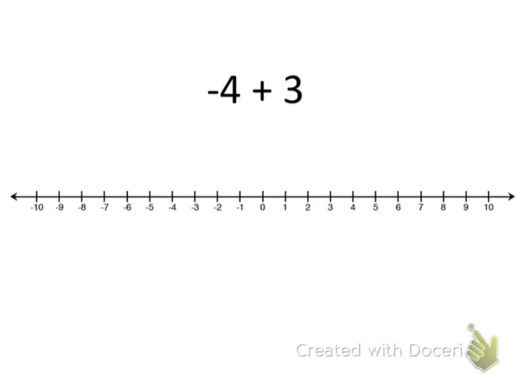All right, our first step is to plot our first addend. Our first addend is -4, so I'm going to plot -4 on our number line. Then we are going to move in the direction of the sign of our second addend, the sign of the 3, which is positive. So we are going to move towards the positive, 3 spaces. So 1, 2, 3, which tells me that -4 plus 3 is equal to -1.